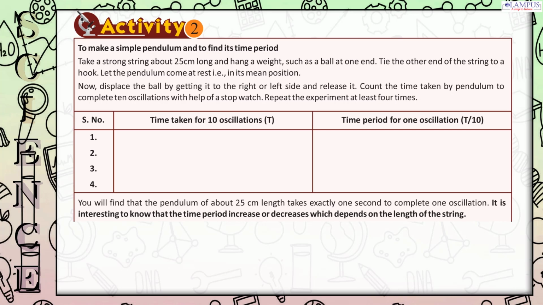Tie the other end of the string to a hook. Let the pendulum come at rest, i.e., in its mean position. Now, displace the ball by getting it to the right or left side and release it. Count the time taken by the pendulum to complete 10 oscillations with the help of a stopwatch. Repeat the experiment at least 4 times.